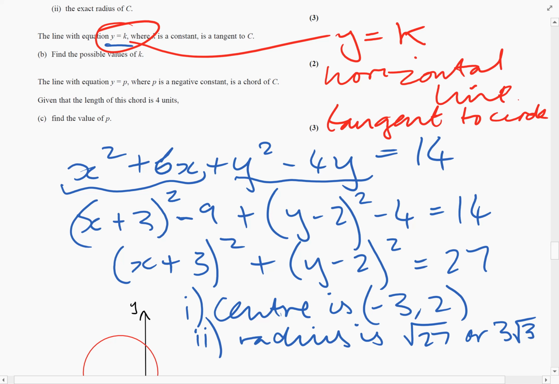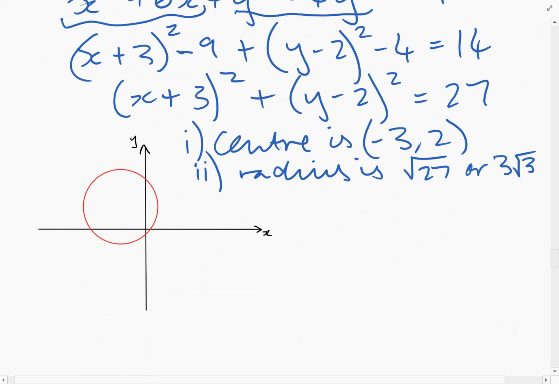So with these kind of questions, it's always best to do a sketch. So that's why I've done one down here. If we've got a horizontal line that's a tangent to this circle, that's not great. It's supposed to just touch the circle at the top there. It could be there, but it could also be down there. All right, so y equals k could be here, or y equals k could be down here.